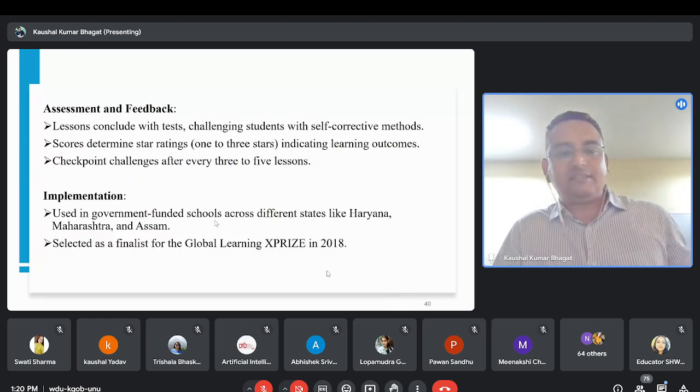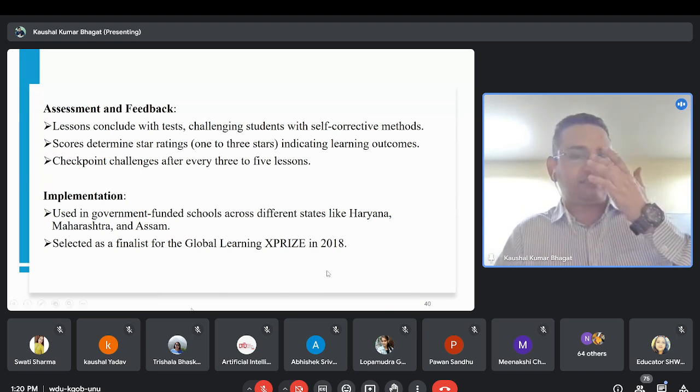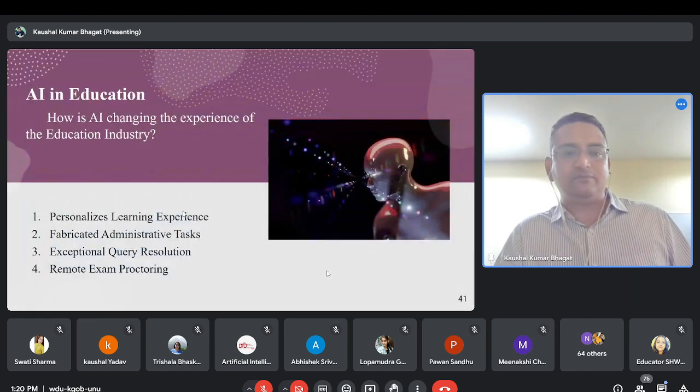They provide assessment and feedback, and I think in Haryana, Maharashtra, and Assam they have conducted this, and they are funded also. They got some kind of X Prize in 2018 also.